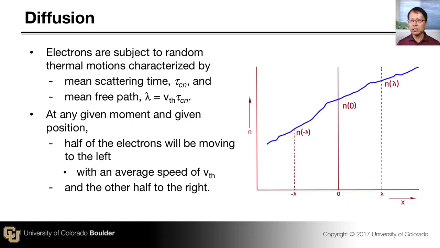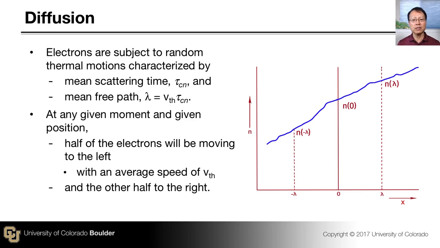Now, to derive a quantitative expression for diffusion current, we consider a simple one-dimensional case. So it's a one-dimensional solid. Electrons can move only along the one dimension, in the positive x direction or the negative x direction, and let's assume some random profile of carrier concentration. Now, x equals 0 is the position that we're interested in. It's an arbitrary position, obviously. And the electrons in this one-dimensional solid are subject to thermal motion.